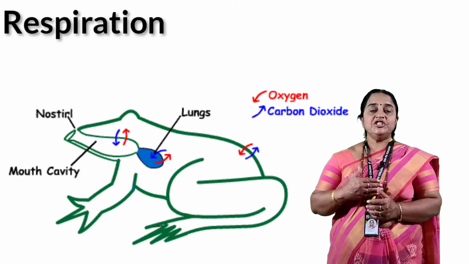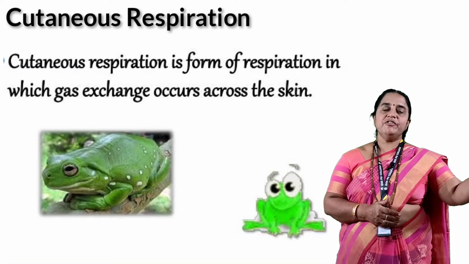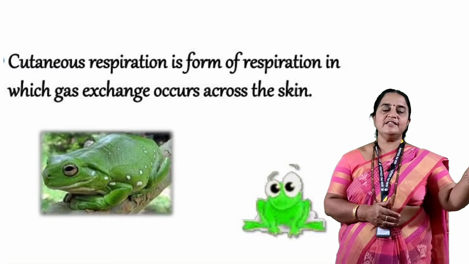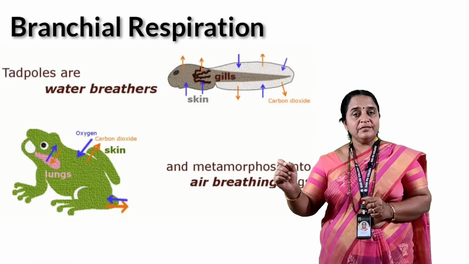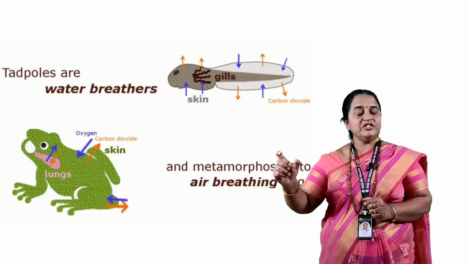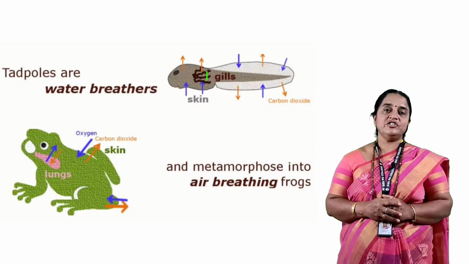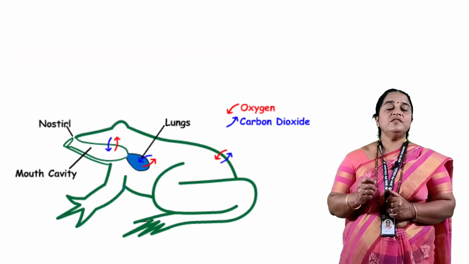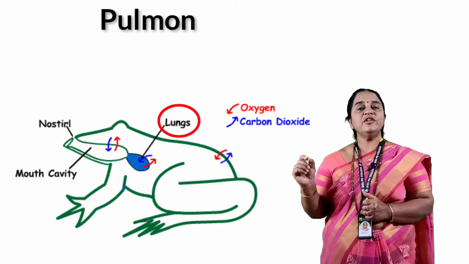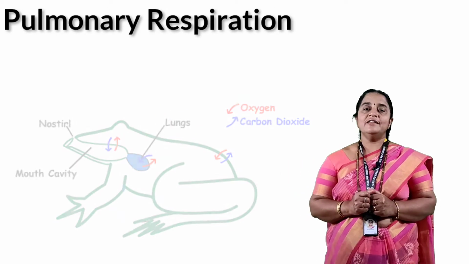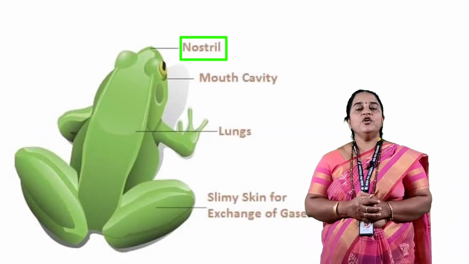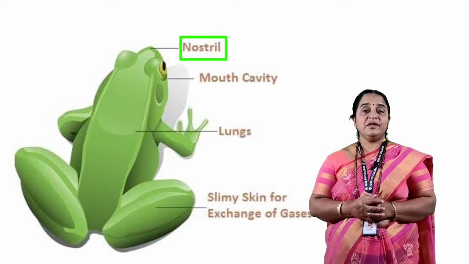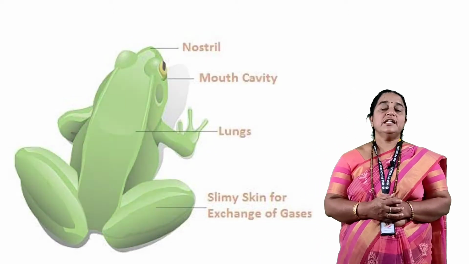In respiration, gaseous exchange, frog will show three types. Cutaneous respiration, where moist skin will help in exchange of gases. Branchial respiration observed in the larval life. When frog is in tadpole stage, it uses gills for gaseous exchange, and the adult frog will use the lungs for respiration, so it is pulmonary respiration. Frog has two lobes of the lungs which are connected to the nostrils. These are nasoreceptors.